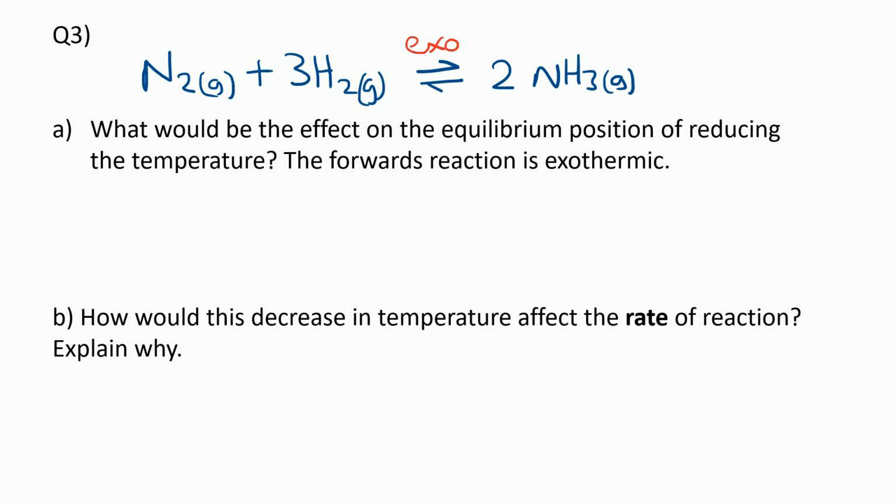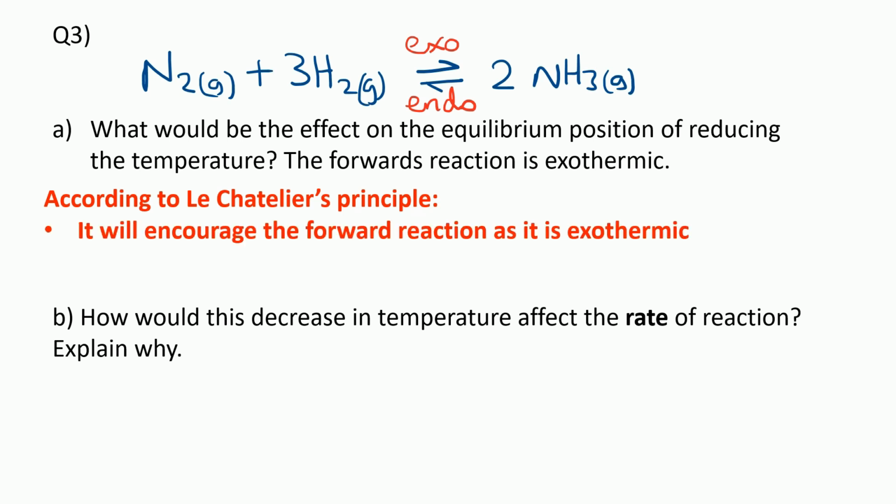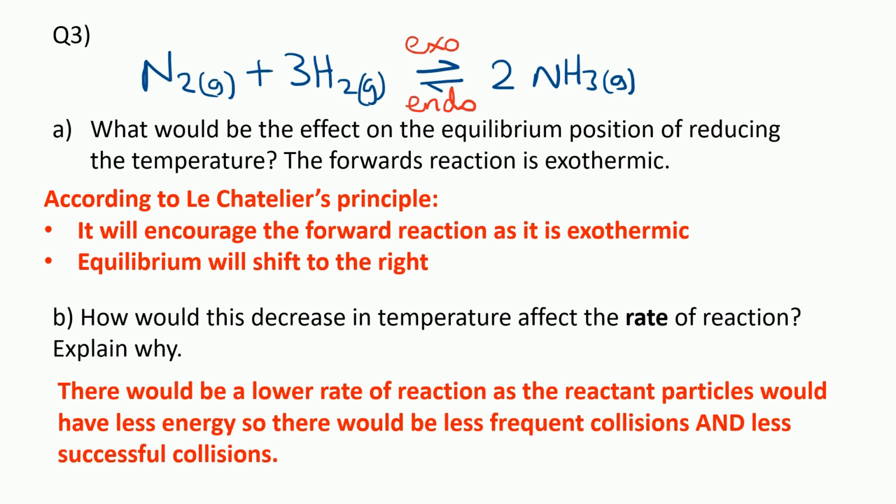So according to Le Chatelier's principle, it will encourage the forwards reaction as that is exothermic. If we reduce the temperature, it's going to try and increase it back again by encouraging the forwards reaction. So that means the equilibrium will shift to the right. How would this decrease in temperature affect the rate of reaction, and explain why? Well, there would be a lower rate of reaction as the reactant particles would have less energy, so there'd be less frequent collisions and also less successful collisions.